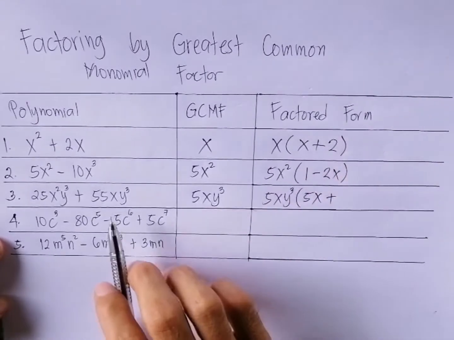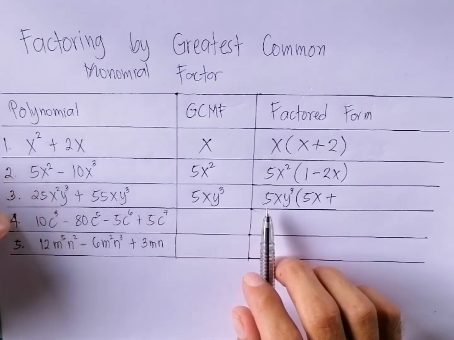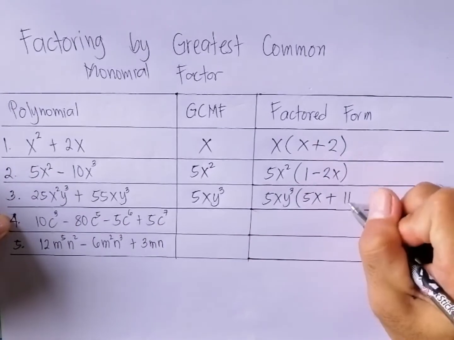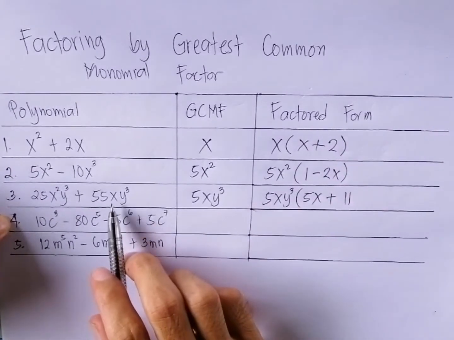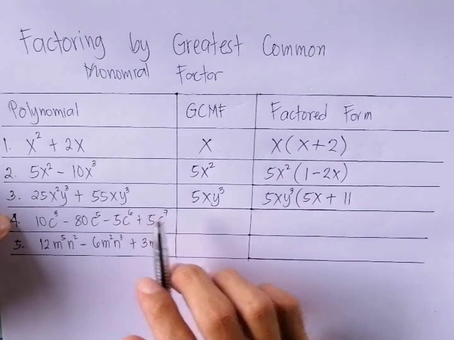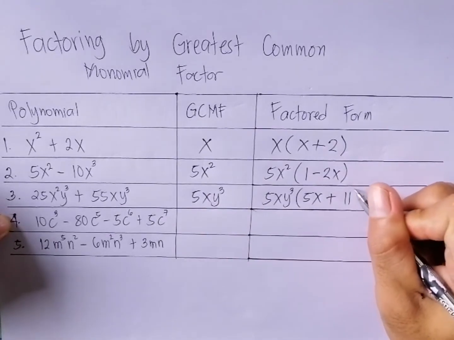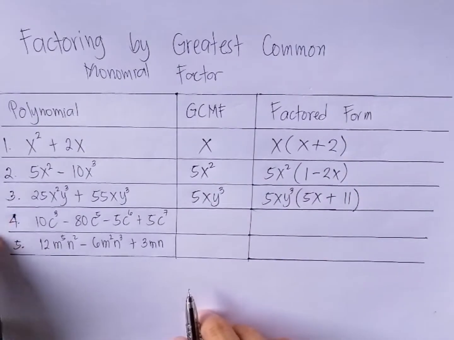Plus 55 divided by 5 is 11. Then x divided by x is equal to 1. So y cubed divided by y cubed is also equal to 1. So that is the answer.